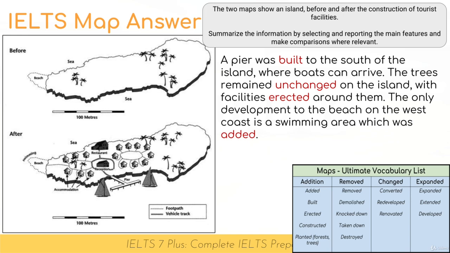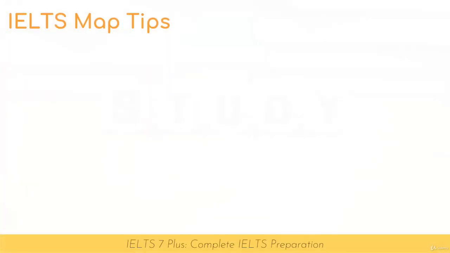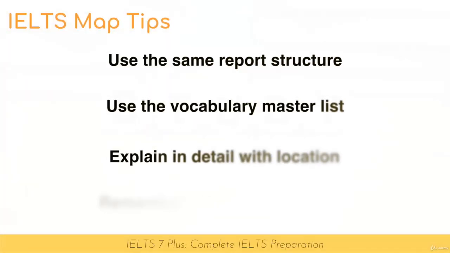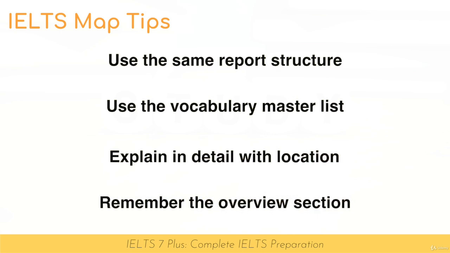Before we move on, I want to share some top tips for maps with you. The first thing I'd say to remember is to keep using the 4-part report structure. Also, that vocabulary master list, the table that I showed you just earlier, write it down and practice using it. Remember to explain in detail the changes that you can see and give locations where you can. Also, remember you must write an overview section, but don't be too specific in that part of your report.